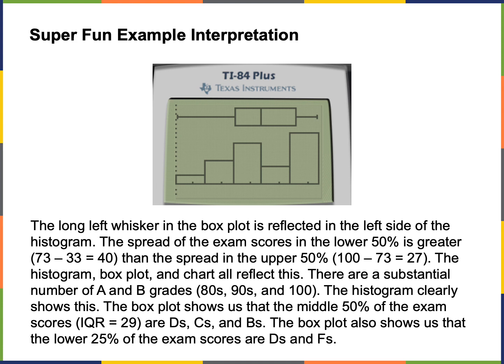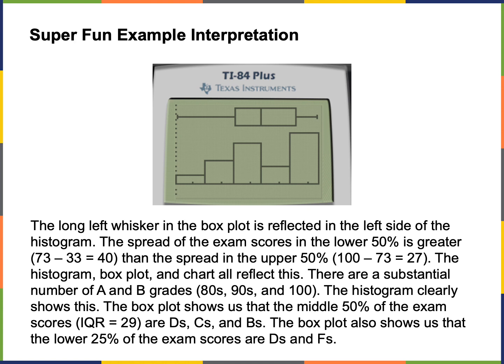Okay, so let's interpret that. In the box plot, we have a long left whisker, and we can also say the spread of the exam scores in the lower 50% is greater than the spread in the upper 50%. You can see that the histogram, the box plot, and the chart all reflect this. So there are a lot of A and B grades, 90s, 80s, 100s, and you can see that here.